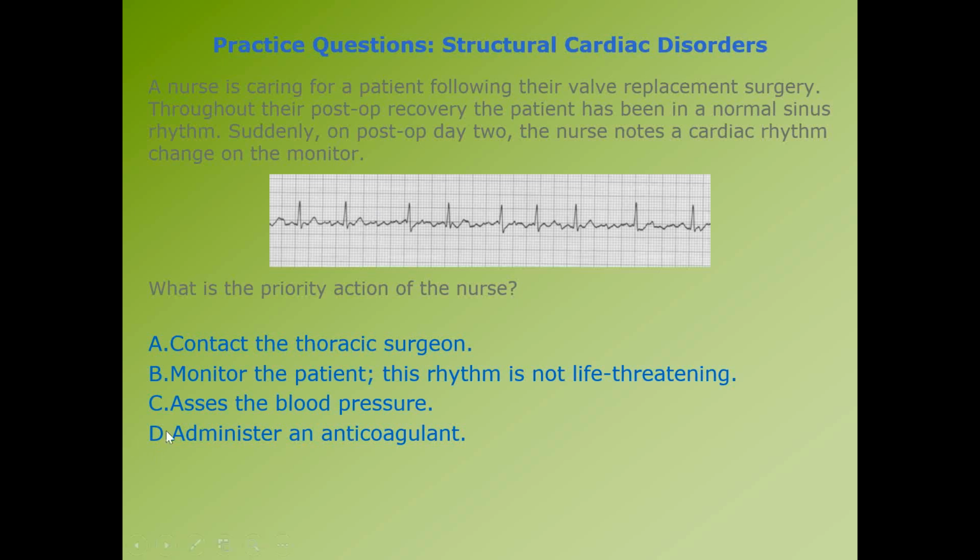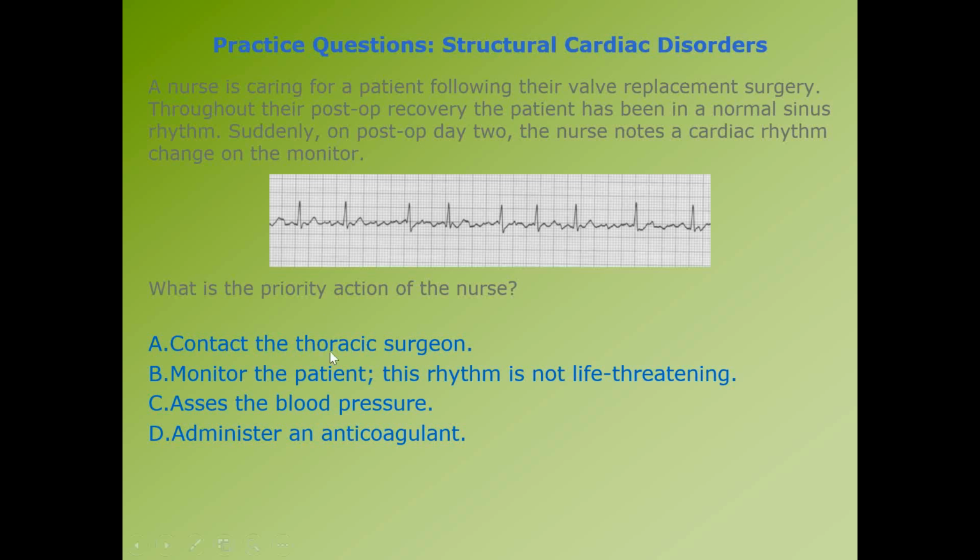So the priority action is to assess the blood pressure. Why? Well, atrial fibrillation means that the atria are quivering, and so any potential cardiac rhythm that's abnormal has the potential to decrease the cardiac output. And when there's a decrease in the cardiac output, then the blood pressure can go down.